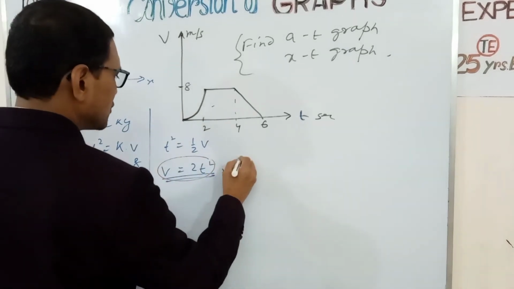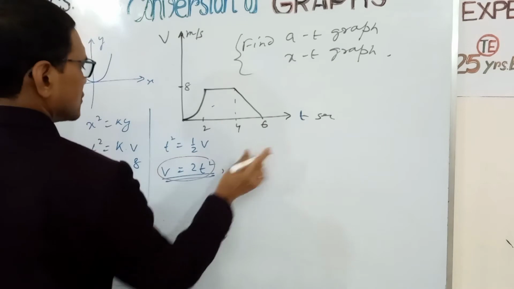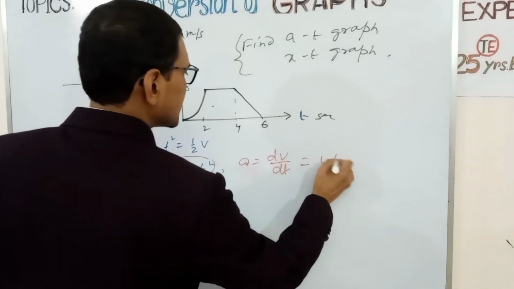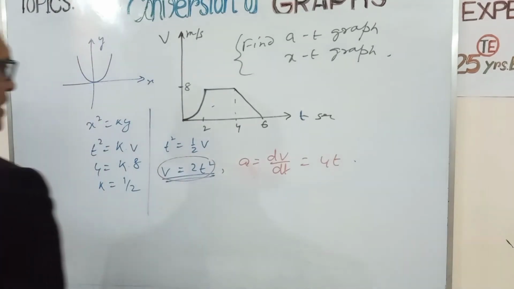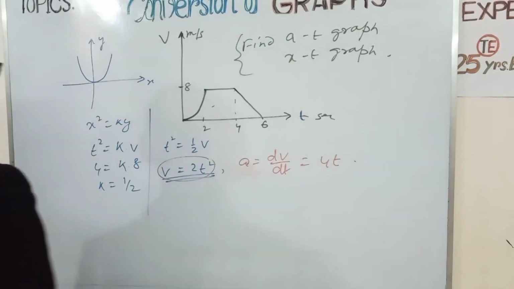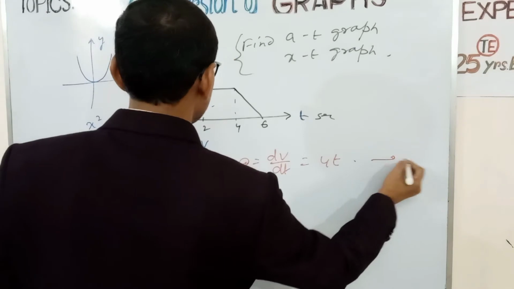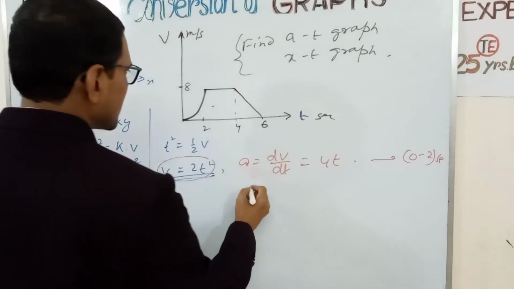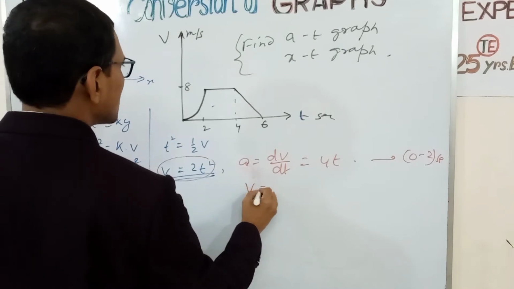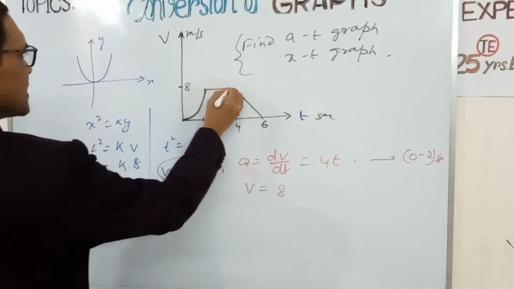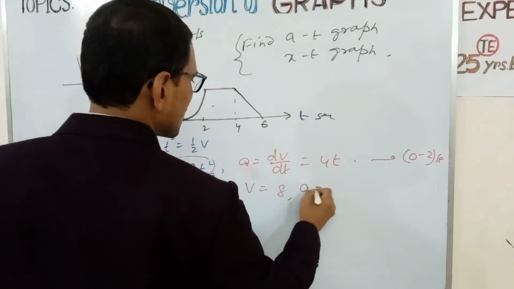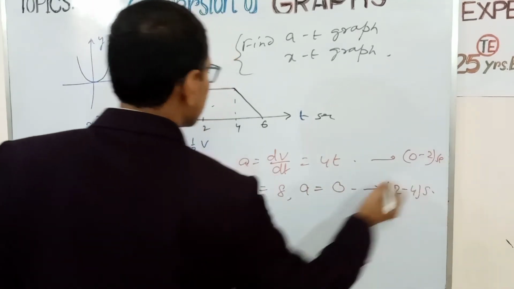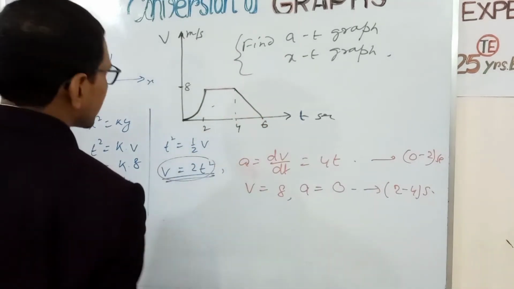Now we know acceleration equal to dv by dt, so this is equal to 4t. This is in the gap 0 to 2 seconds. Now in 2 to 4 seconds, what is the velocity? Velocity is constant, v equal to 8, so acceleration equal to 0 in the interval 2 to 4 seconds.